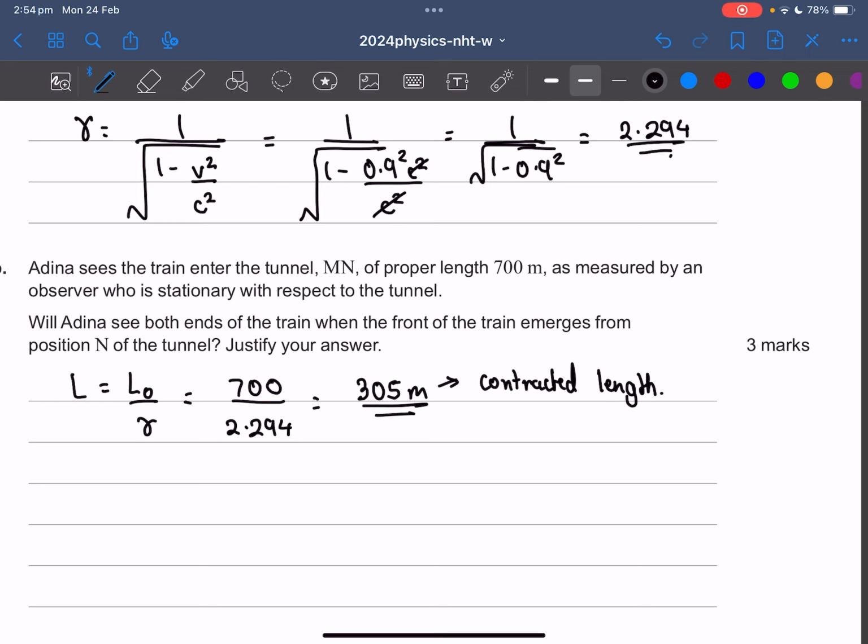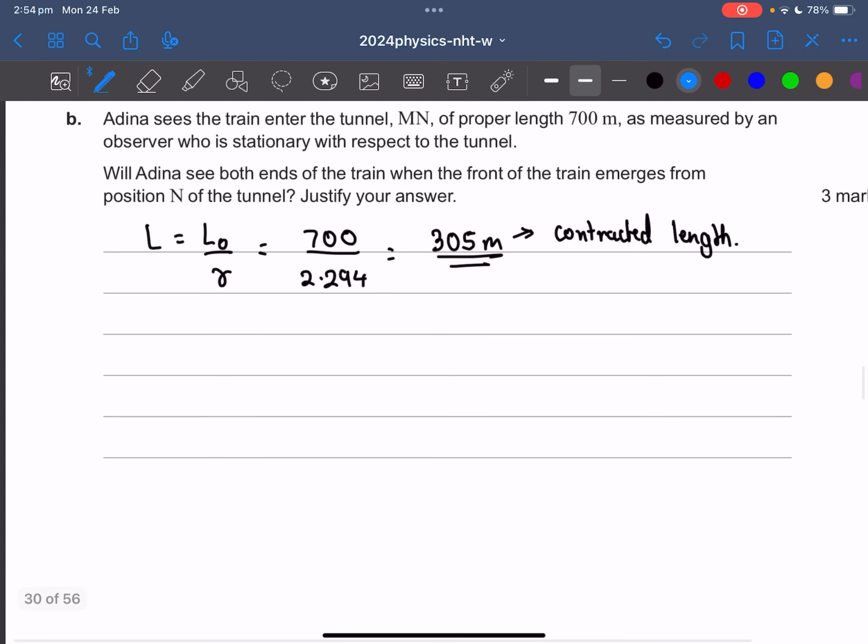Okay, now to justify our answer, we of course need to tell. So Adina will not see both ends.